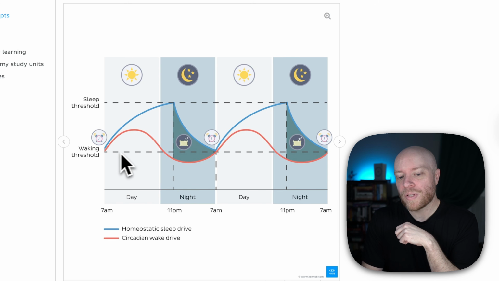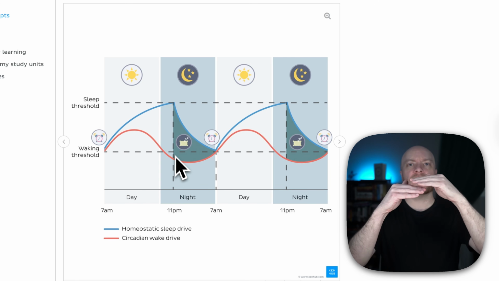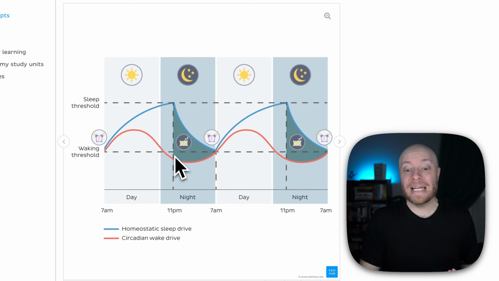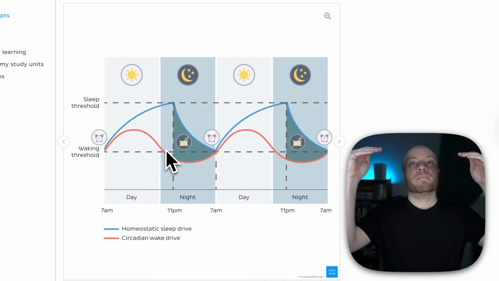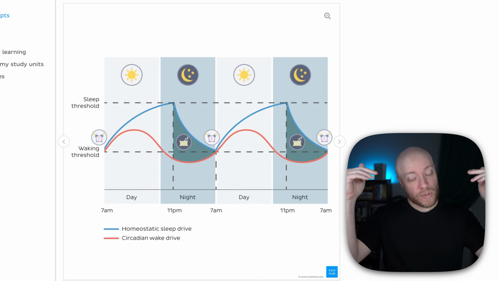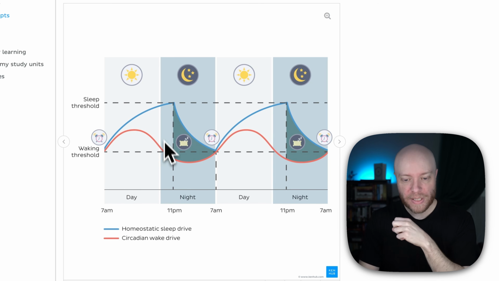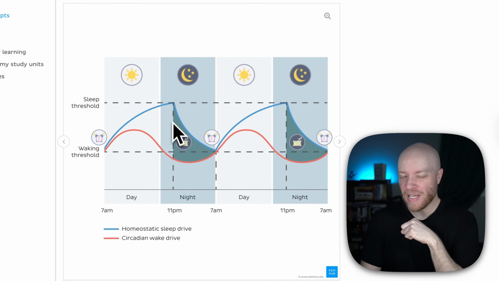And this is where you are then crossing the waking threshold. So the sleep threshold and the waking threshold are basically just where these two things are meeting, right? Where your body temperature is going to start to decrease, your cortisol level is going to start to go down, which we're going to see, and it happens at about the same time. And this is where you sleep.